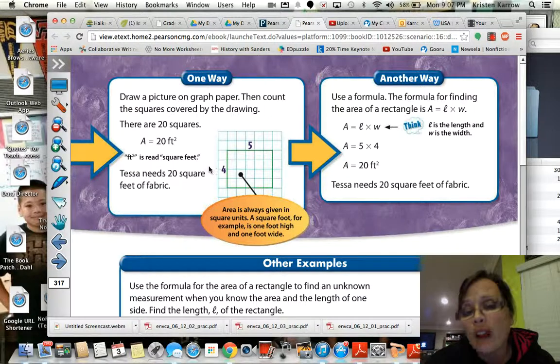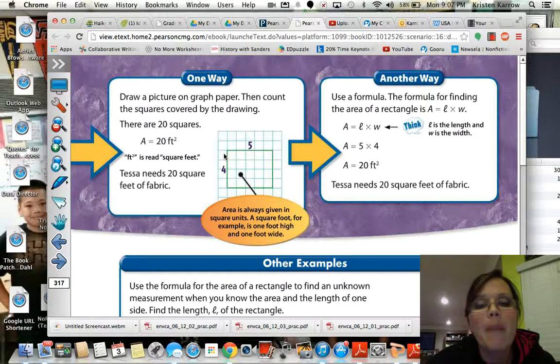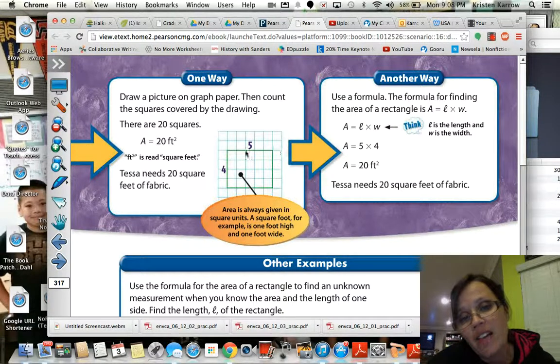If we used graph paper and we pretended that each of the little squares was a foot, we could draw her fabric 4 squares high, because that would be 4 feet high, by 5 squares long. That would be 5 feet long if each of these little squares was a foot. And then in order to find the area, we could just count all the little squares inside.